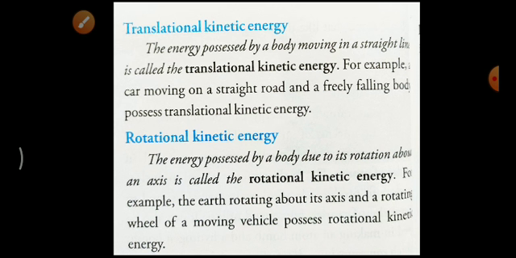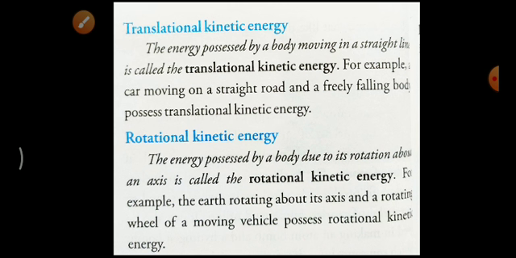Then the next one, rotational kinetic energy. In case of rotational motion, the object will be rotating, and at that time the energy possessed by the body is called rotational kinetic energy. The energy possessed by a body due to its rotation about an axis is called the rotational kinetic energy, because rotational motion means an object is moving around a fixed axis. So the energy possessed while it is moving in rotational motion is called rotational kinetic energy.